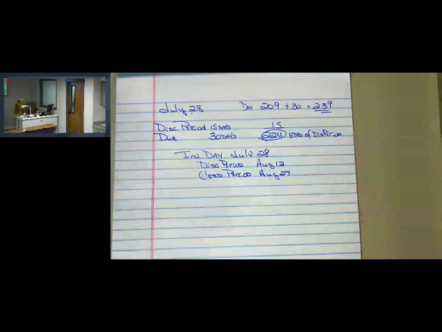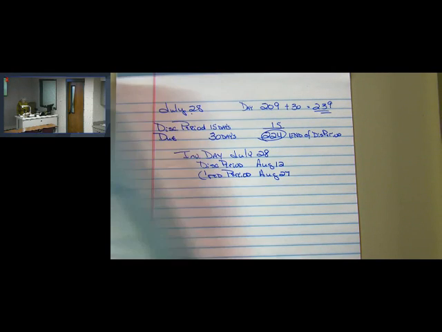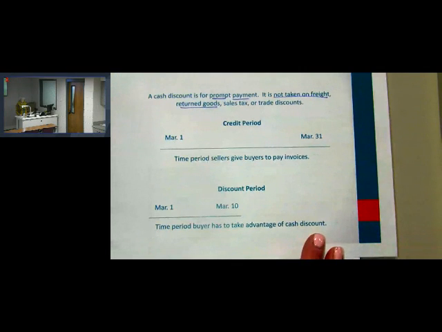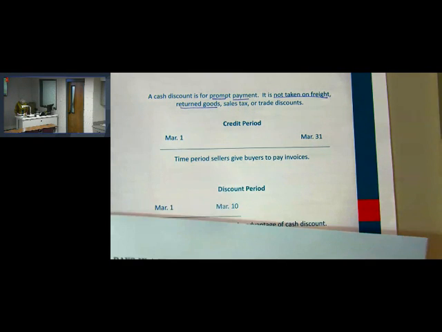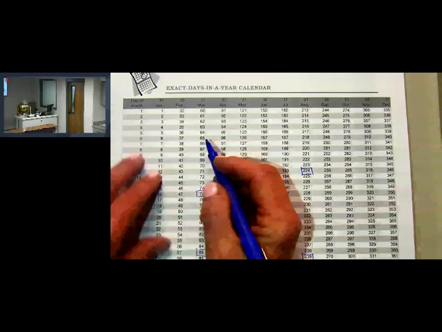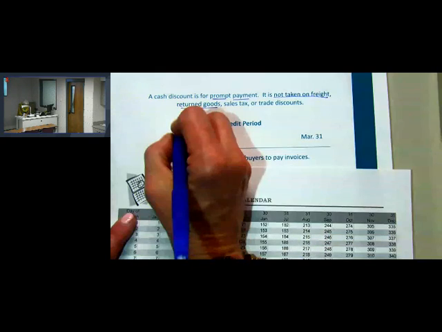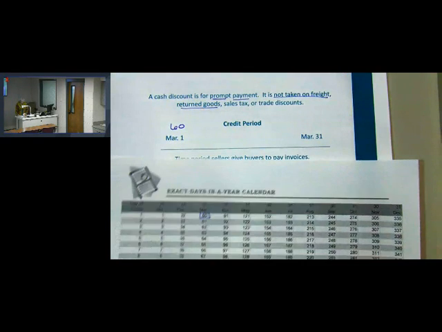All right? Okay, so I'm going to go back to the PowerPoint here and pick up where we left off. So once again, we've got this invoice with a March 1 date. And how about we use our exact days in the year calendar on this, okay? Let's do it one more time. March 1, what day is March 1? The bill comes out on March 1. It looks like March 1 is day 60. All right, so my bill comes out on the 60th day. It's due March 31.